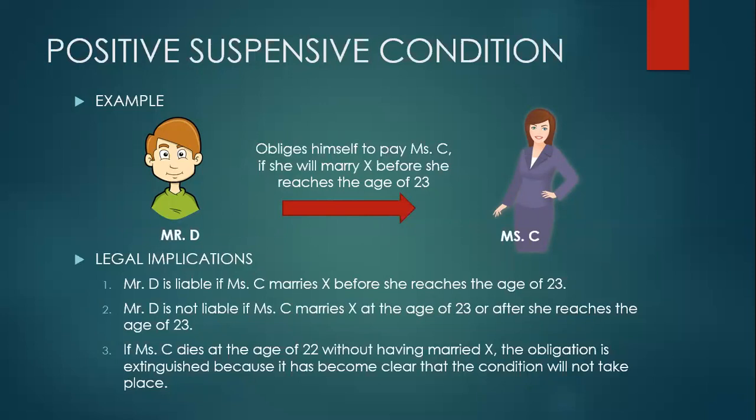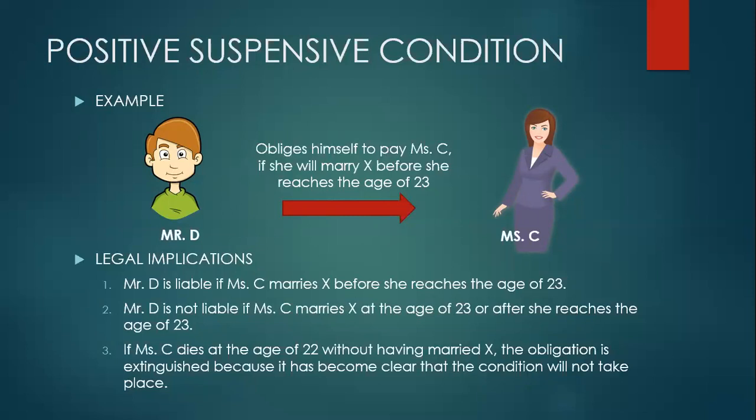Second, Mr. D is not liable if Miss C marries X at the age of 23 or after she reaches the age of 23, because the condition is that Miss C will marry X before she reaches the age of 23. So if she marries X at the age of 23 or after she reaches the age of 23, then the obligation of Mr. D will not come into existence.